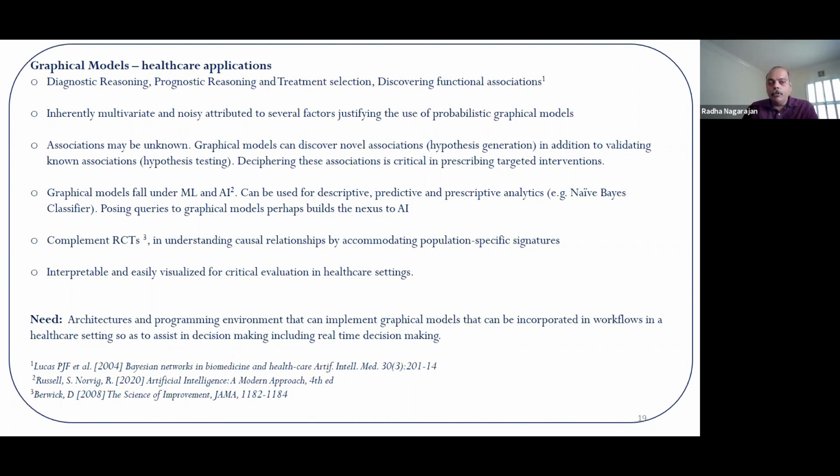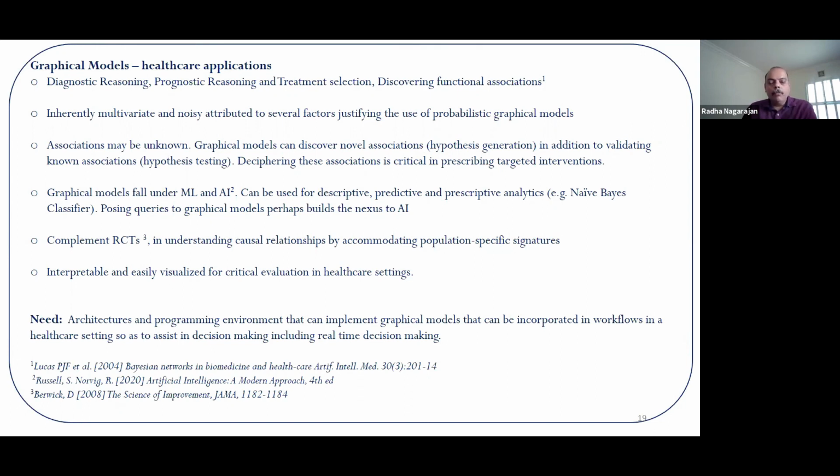And many of the associations between these entities are unknown. So graphical models not only have the ability to validate what is known in terms of association, but also discover new associations so as to assist in hypothesis generation as opposed to classical hypothesis testing. And deciphering this association, as discussed in the earlier slides, is an important preliminary step that can assist in targeted intervention. And graphical models fall under machine learning as well as artificial intelligence.